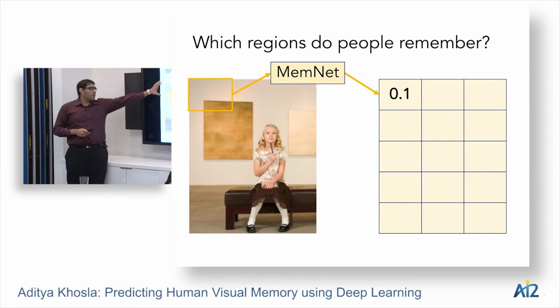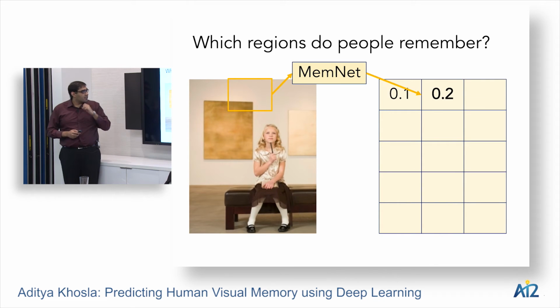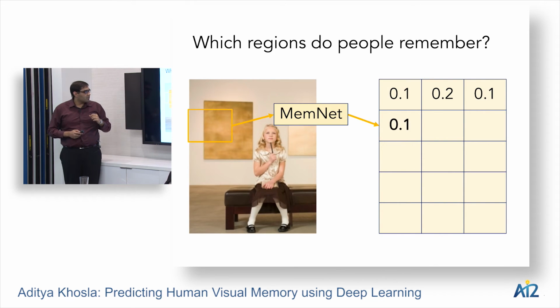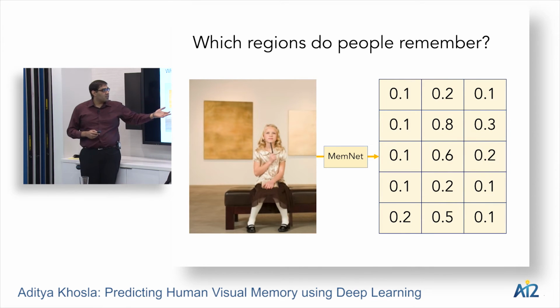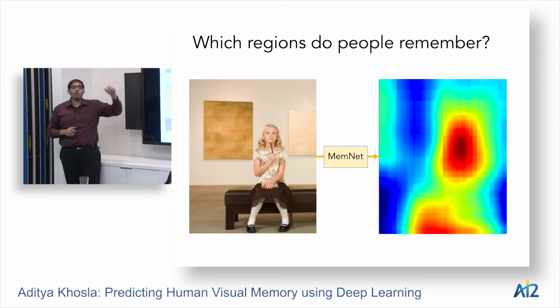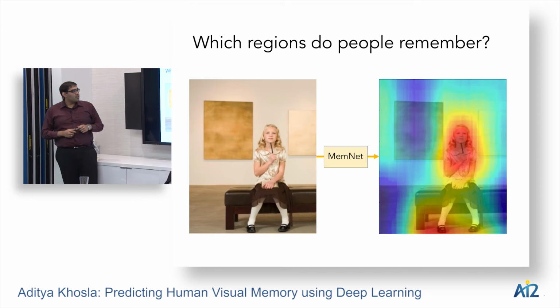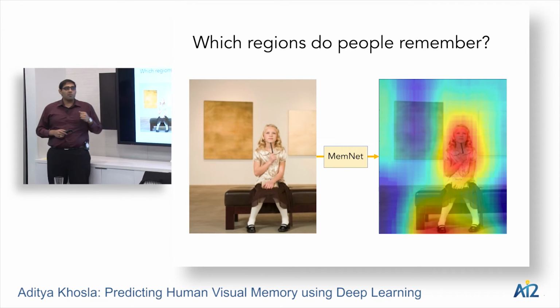We take one patch of the image, we use MemNet, and we get a score. And we can keep doing that for various patches. This gives us some sort of heat map that we can represent like this, where red corresponds to the memorable parts and blue corresponds to the forgettable, or low memorability, parts. Overlaying that on top of the image, we see that the girl is extremely memorable, but not so much the painting in the background.